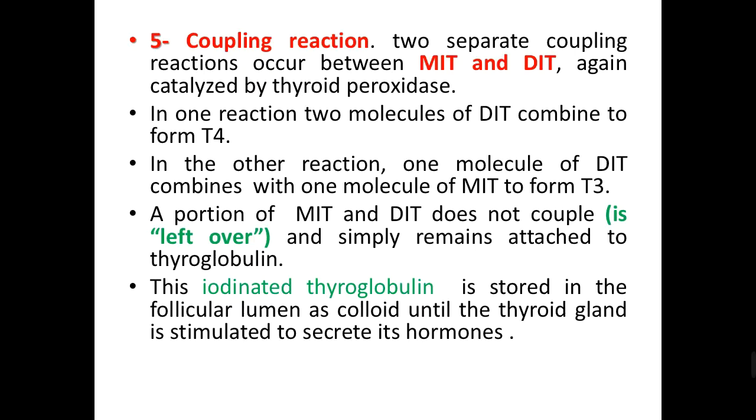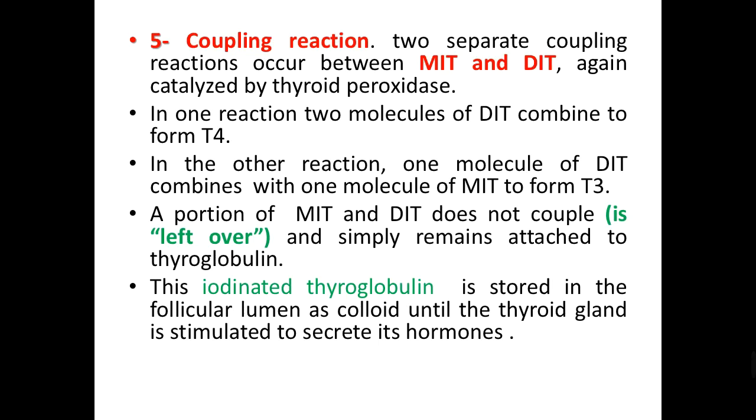The fifth stage is the coupling reaction. Two separate coupling reactions occur between the monoiodotyrosine and the diiodotyrosine, again catalyzed by the thyroid peroxidase enzyme. In one reaction, two molecules of DIT combine to form T4 hormone. In the other reaction, one molecule of DIT combines with one molecule of MIT to form T3 thyroid hormone.